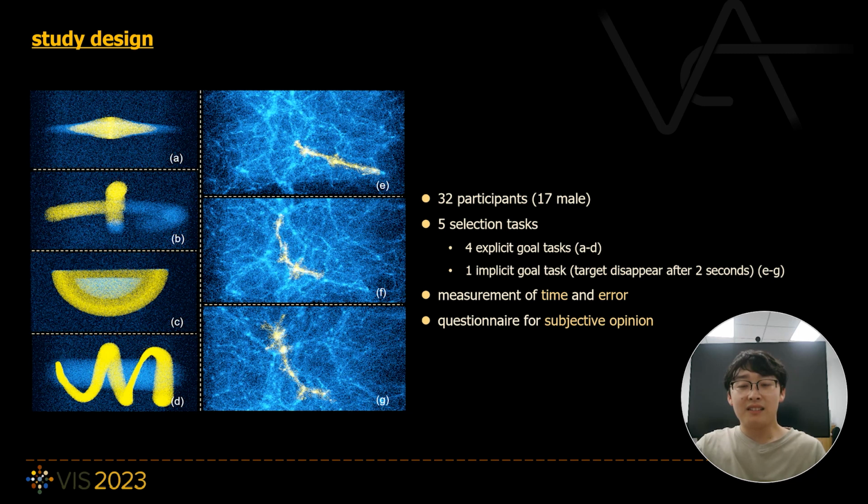We have 5 tasks, including 4 explicit tasks, that the user has a clear idea of the target in yellow. We also have an implicit goal task. The highlighted target will disappear, so the user needs to remember where the targets are and select based on the memory. We measured the time and error, and we also asked the subjective opinions.